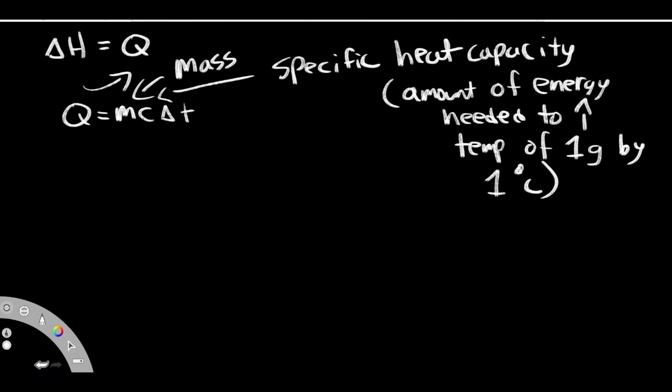This means the higher the C value, the higher the specific heat capacity, the more energy is needed. So it's going to be a little bit more stubborn. More energy is required, which means it's going to be more difficult to increase because you have to put in more energy. It's very difficult to move it. And then we have to look at temperature. This here is the change in temperature, again represented by the delta.